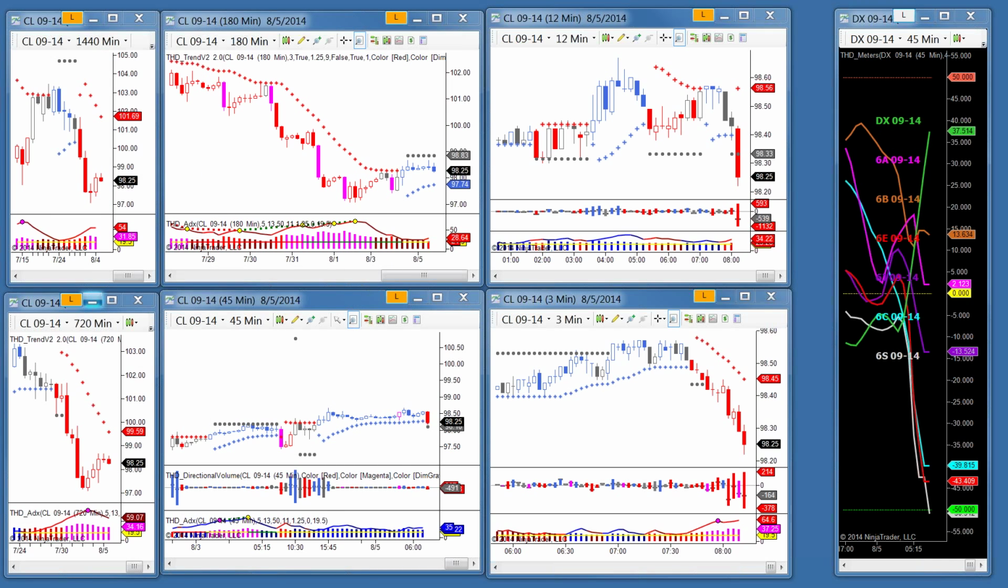Now, if you're not trading that, what you need to be aware of is that we may get a magenta peak. We do have a magenta peak down here on the 720. So we're expecting price to complete a retracement right now as it stands to 99.59.